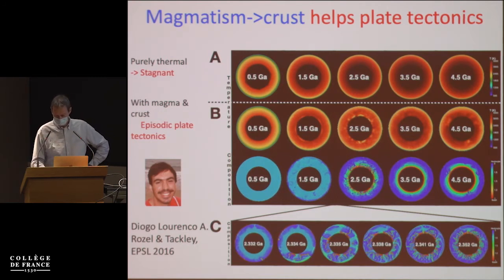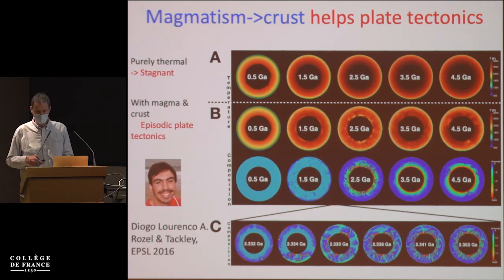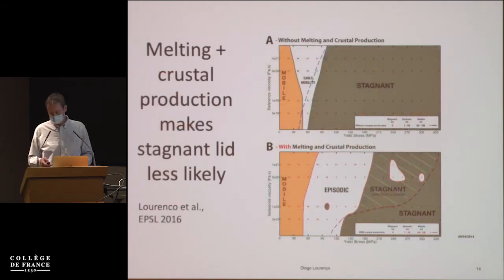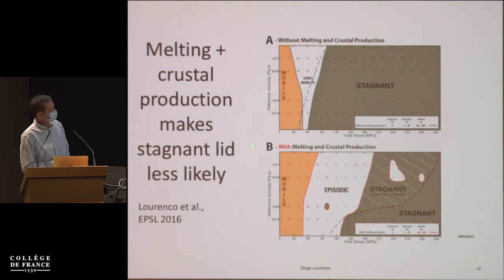So this is interesting, that it's not the partial melt itself that's helping in this case. It's the production of a variable thickness crust that produces additional stresses that helps break the lithosphere and produce plate tectonics. And yes, Diogo made some nice regime diagrams.